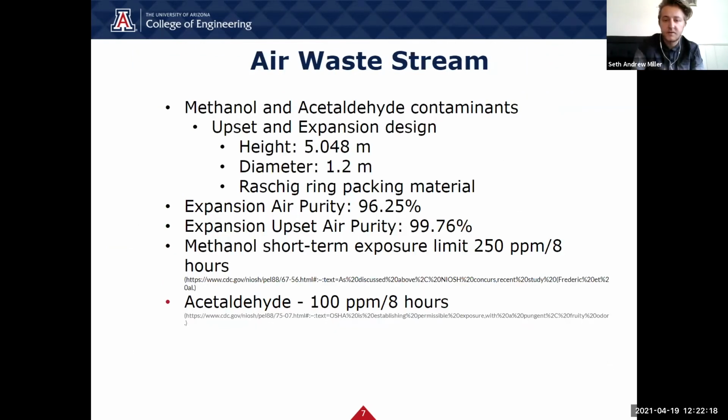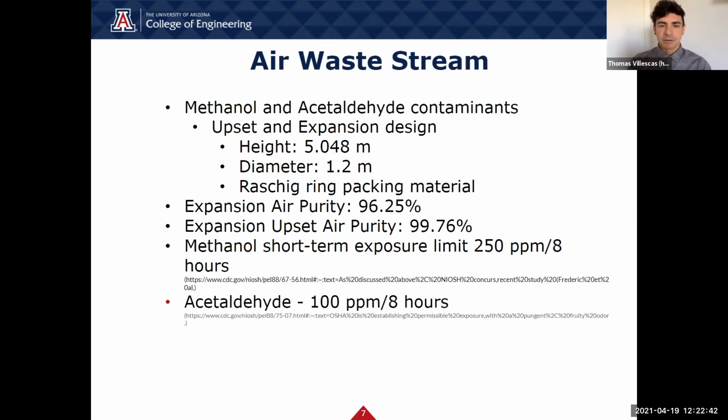Thanks, Zach. Now Thomas will talk about the air waste stream. The air scrubber for this process is being used to strip out acetaldehyde and methanol contaminants from the waste air stream. The scrubber for this design is a 5-stage carbon steel rastered ring packed tower with a height of 5.08 meters and a diameter of 1.2 meters. The unit is equipped with 2 vane axial fans to supply the flow of contaminated air.